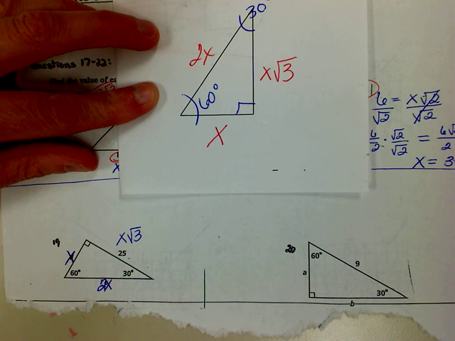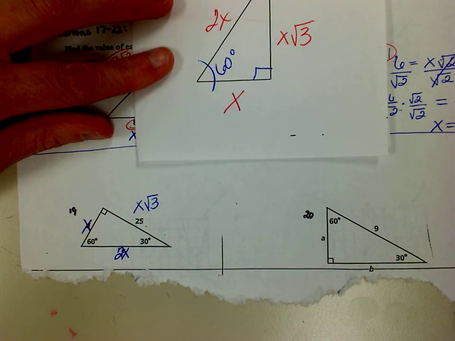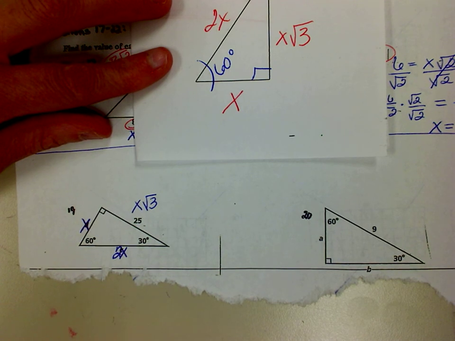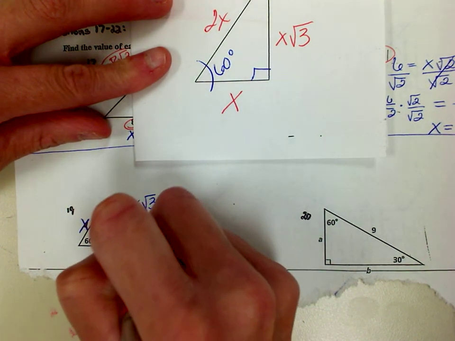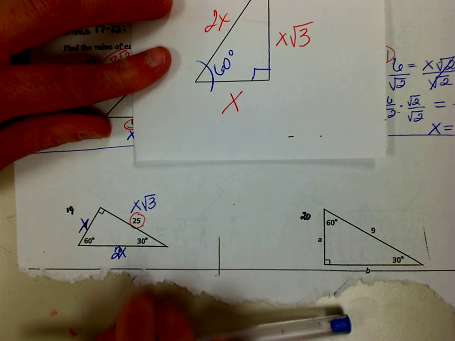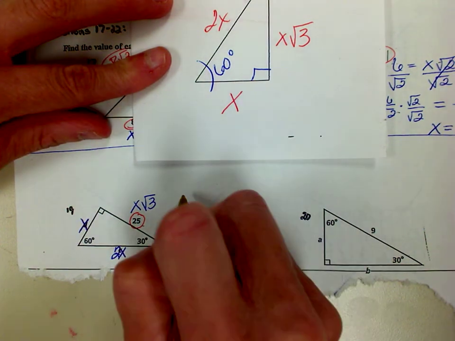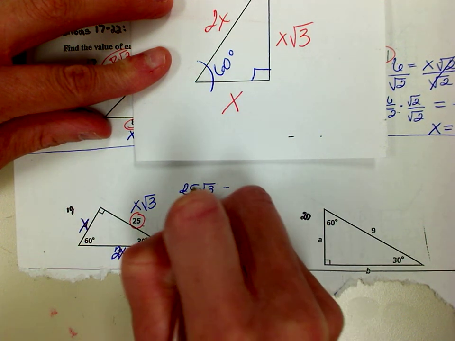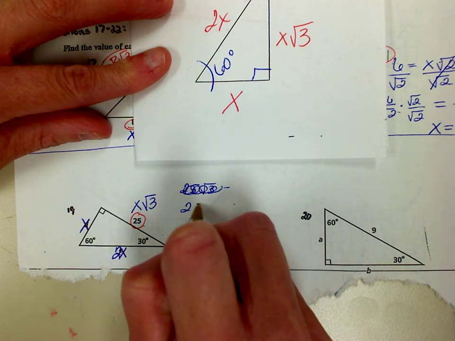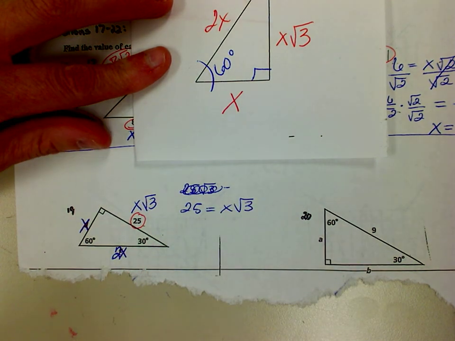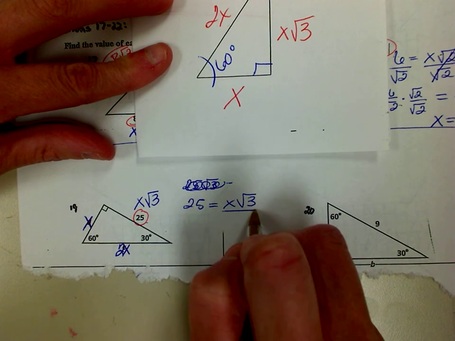First thing you want to do after you've labeled it is see if you know what x is. I do not know what x is. So now I got to find the side that I know. I know this side's 25. So I got to find what x is. What I'm going to do is set these two things equal to each other. And then I'm going to solve for x. So I'm going to divide over the square root of 3.